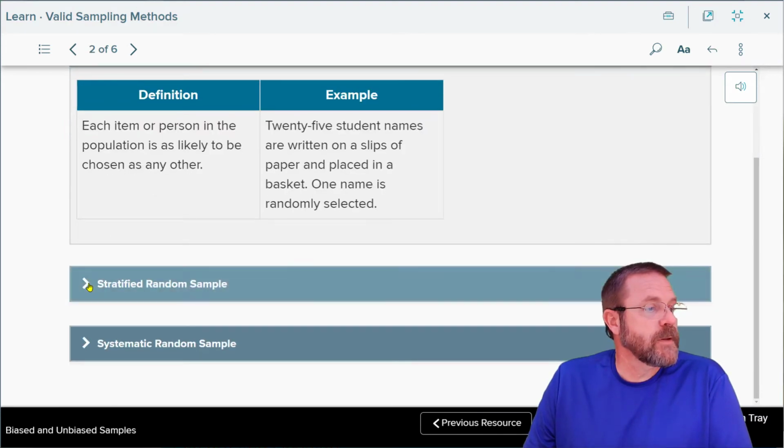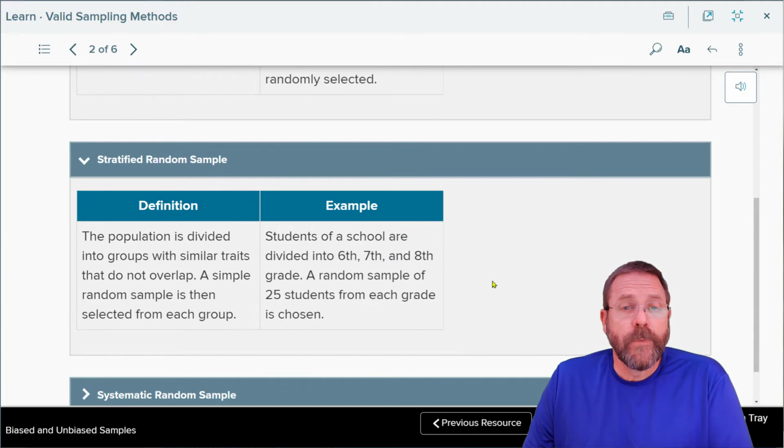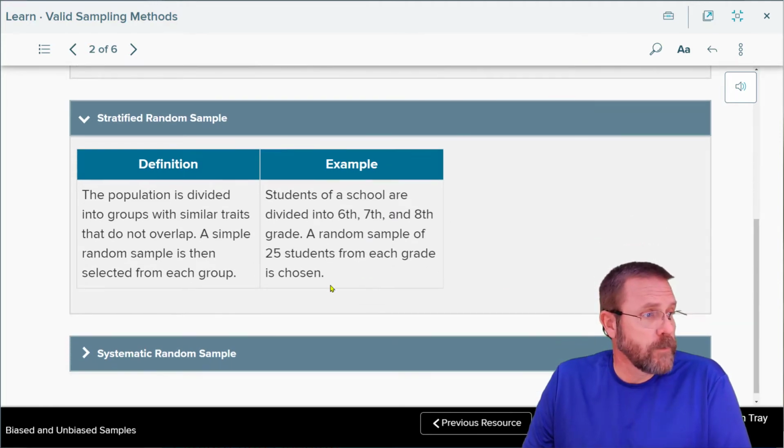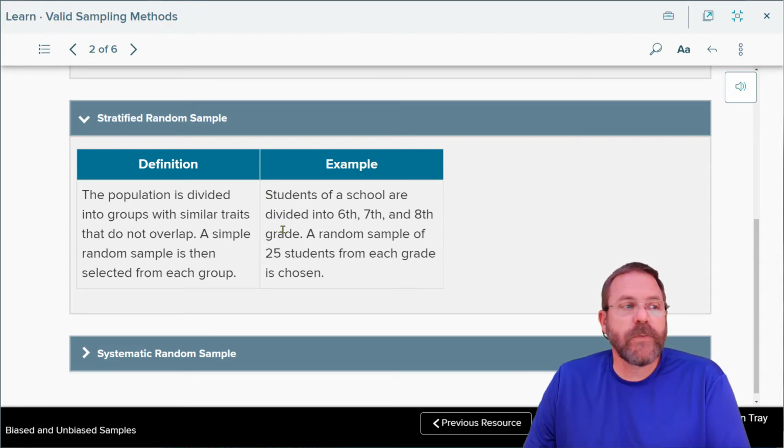The next type is going to be the stratified random sample. You all might want to pay attention to these because they're going to be on a vocab quiz and they're pretty similar. In this, the population is divided into groups with similar traits that do not overlap, while a simple random sample is then selected from that group. So say, for example, students at the school are divided into 6th, 7th, and 8th grade. A random sample from those 25 students from each grade is chosen. So you divided them into a group grade level, and then you took a random sample from each grade level.